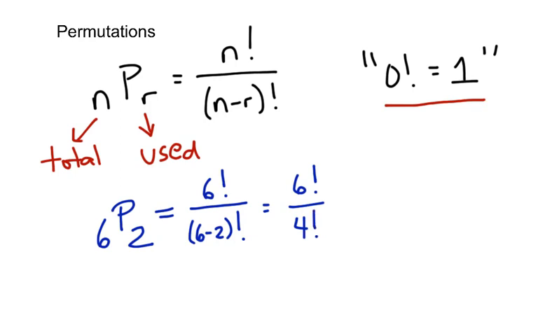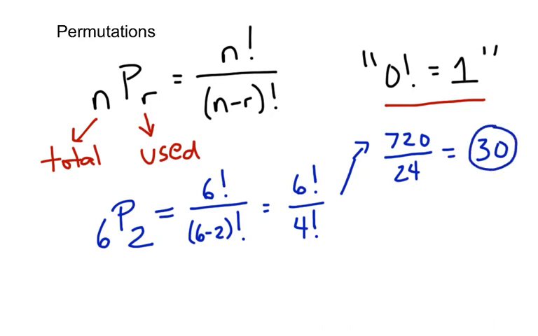4 factorial. At this point, you have a couple of different ways you can go, and you should do whatever you're comfortable with. One of the ways is just to find out what 6 factorial is. That's 720. Find out what 4 factorial is. That's 24. And then divide the two. And when you divide those two, you find out that the answer is 30. So, permutation of 6 things taken 2 at a time, our answer would be 30.